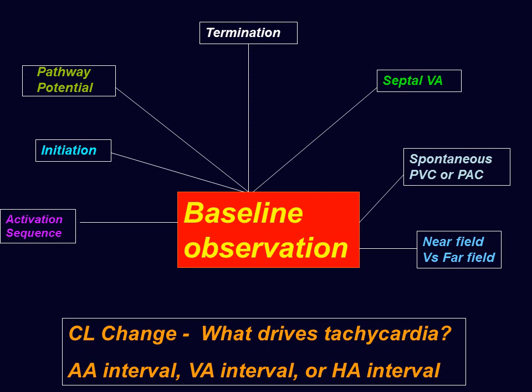Presence of pathway potential may be helpful. Cycle length changes, particularly wobble of the tachycardia, would have to be closely looked into. What is fluctuating: the AA interval, the VA interval, or the HA interval, and what is driving the tachycardia.